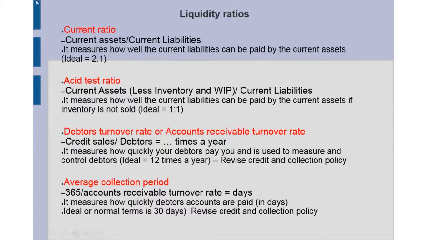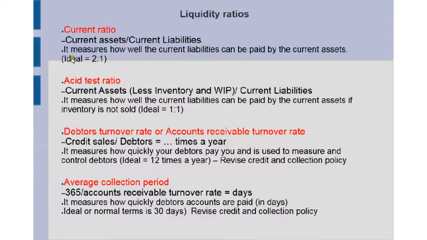And we also need to know what the ideal situation is so that when you comment, you can see whether the business is above the ideal or below the ideal, so that you can say whether the business is doing well or must have a change of policy and look into the matter. So the ideal for the current ratio is then 2:1, two assets to every one current liability.